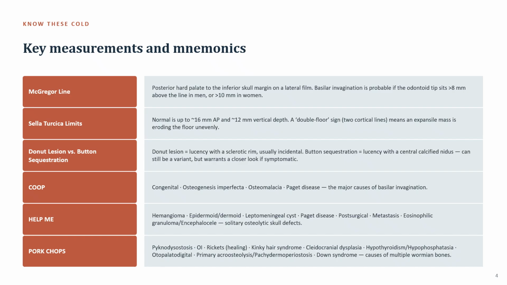All right, so here's some big words for you. We have pycnodysostosis. We have osteogenesis imperfecta. We can have rickets in the healing phase. We can have kinky hair syndrome. We can have cleidocranial dysplasia, hypothyroidism. We can also have hypophosphatasia, oculodentodigital syndrome, acroosteolysis, or pachydermoperiostosis, or also Down syndrome.